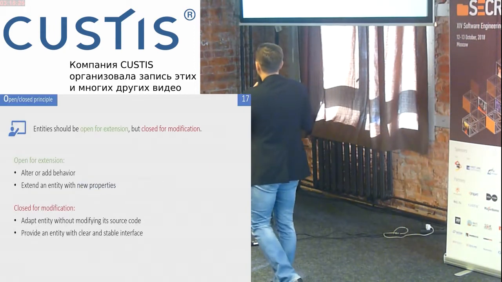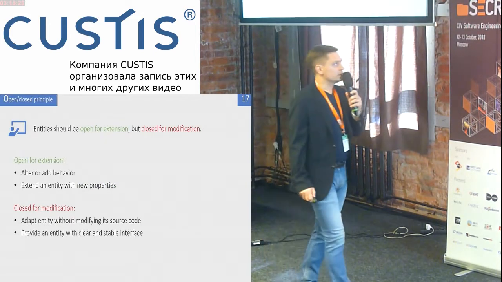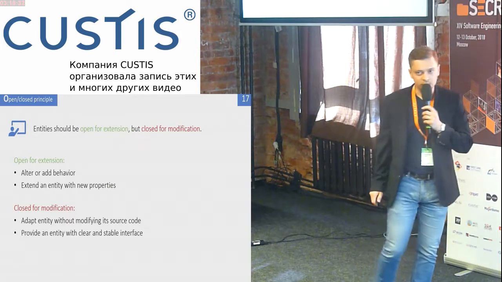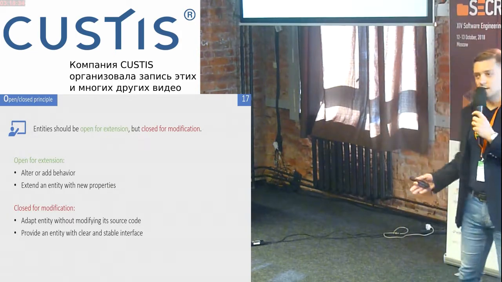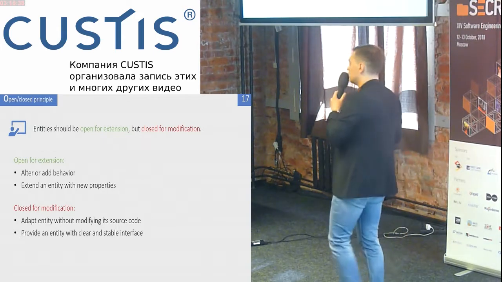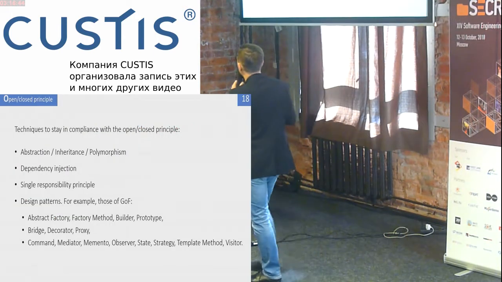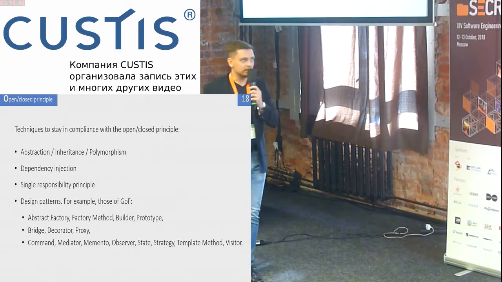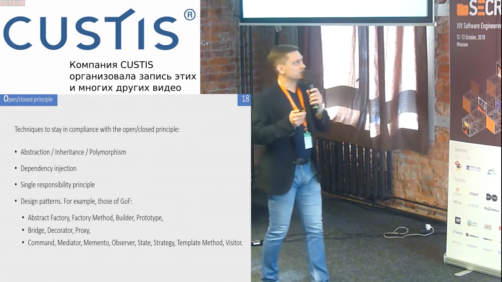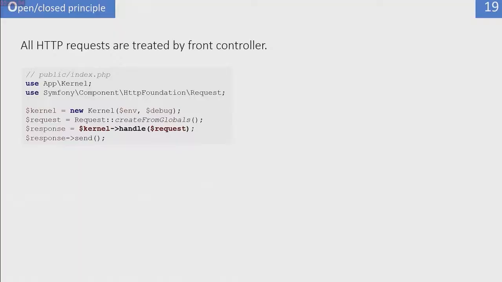The open-closed principle is about leaving entities open for extension but closed for modification. That means that you should be able to add or modify the behavior of entities without touching their source code. There are a lot of techniques to stay in compliance with this principle, like abstraction, inheritance, polymorphism, dependency injection, and a lot of design patterns.